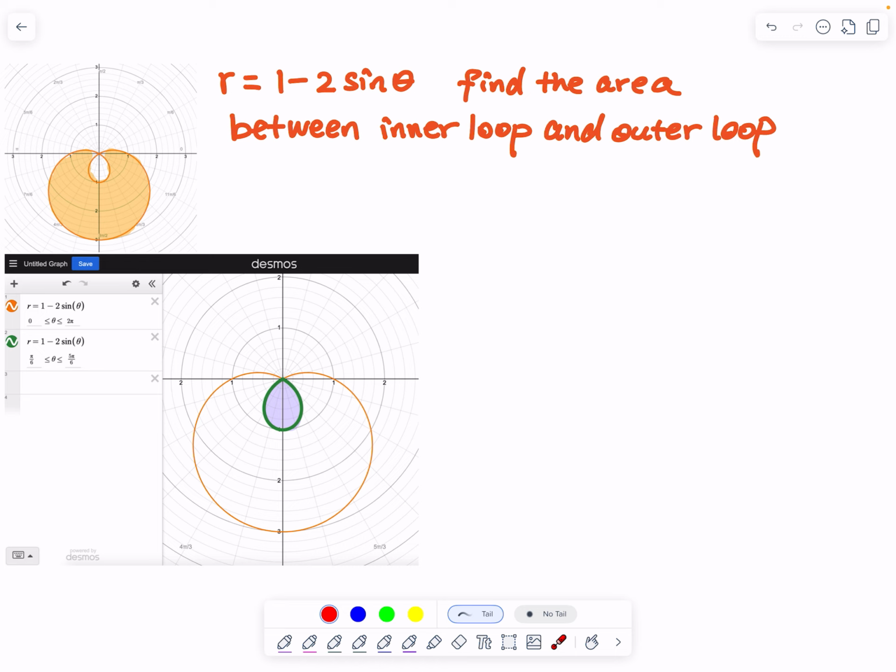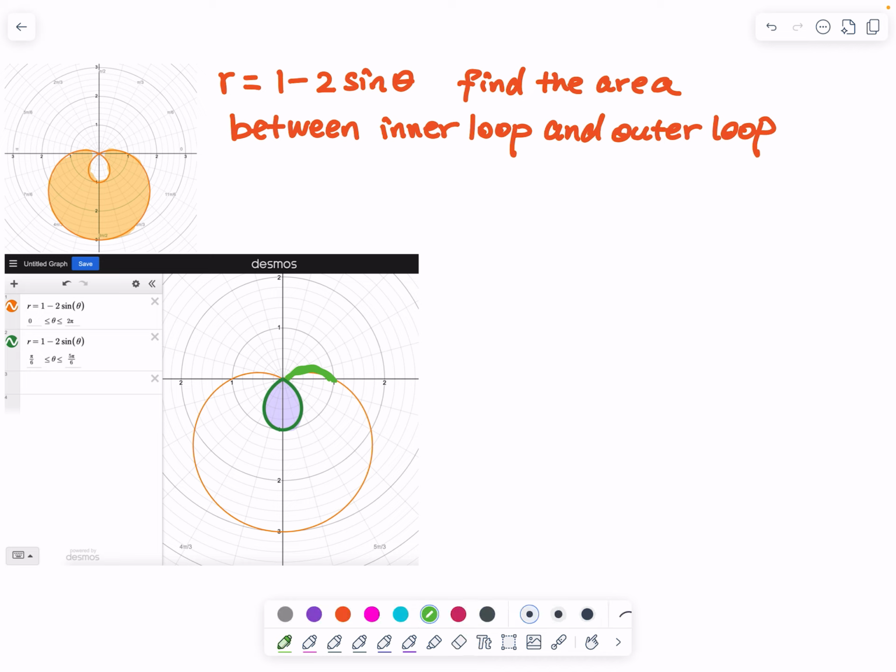Most people may ask me, hey, right here, how come you don't start from 0? How come you don't go from theta equals 0 to pi over 6? The reason is, if you go from 0 to pi over 6, you will only get this piece. Do you see the green piece? This piece is not part of the inner loop. Once again, from 0 to pi over 6, you get the green piece, and that is not part of the inner loop. That's why I cannot go from 0 to pi over 6.